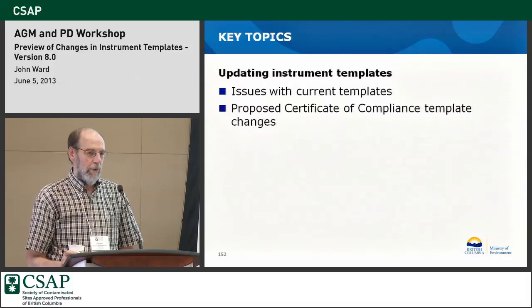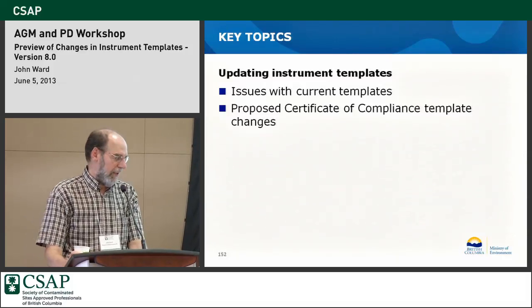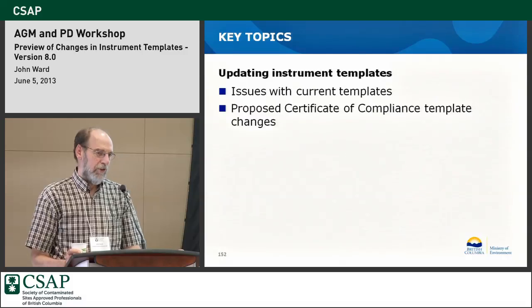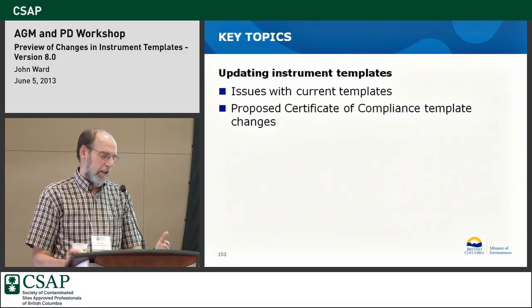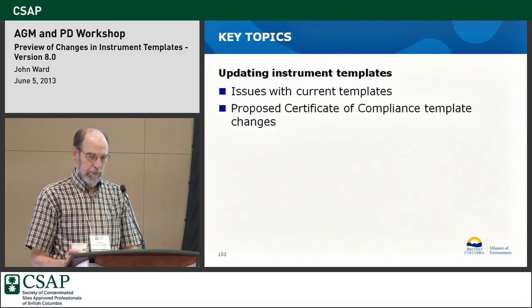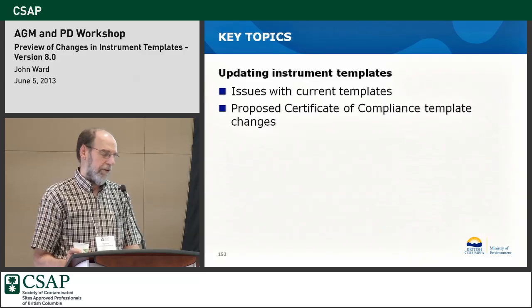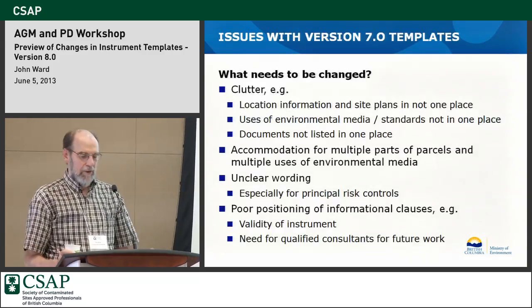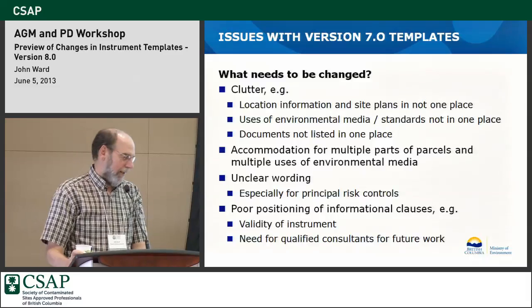So I'm going to talk about what some of the issues with the current templates are. We've only looked at the certificate because it's the most complicated, and a lot of the changes we're proposing for that will apply to the other templates. So what needs to be changed?